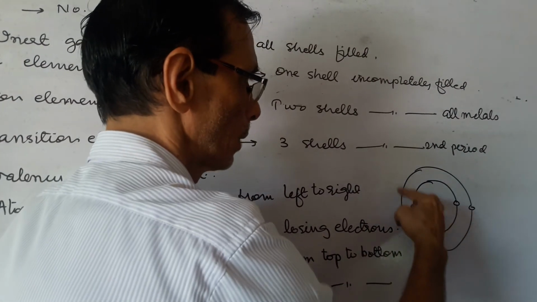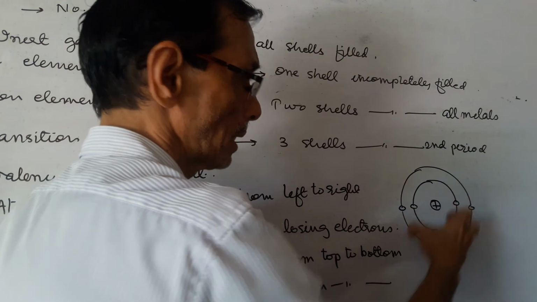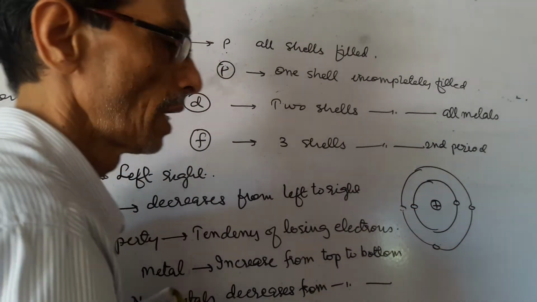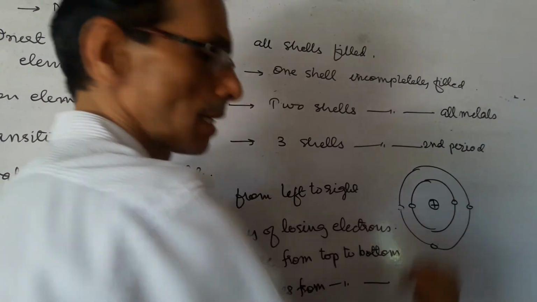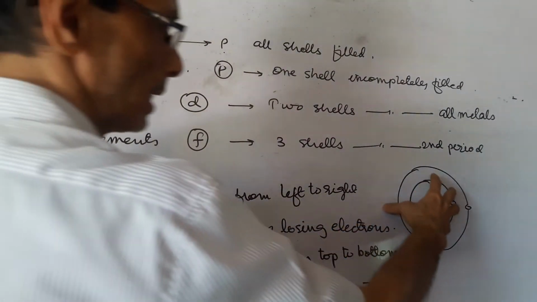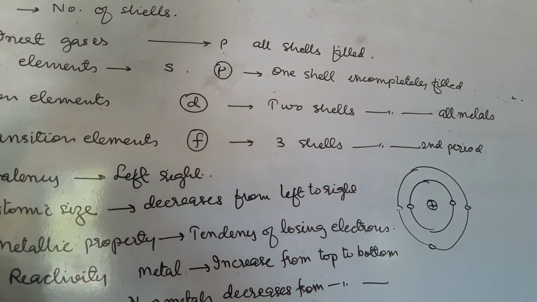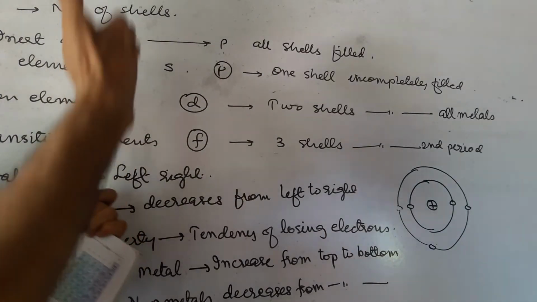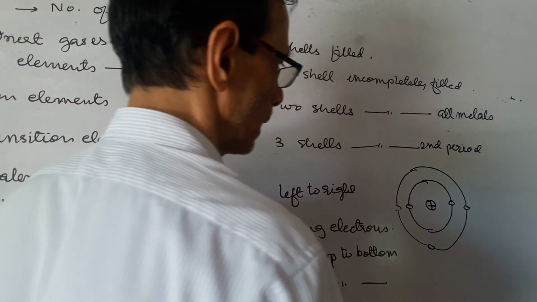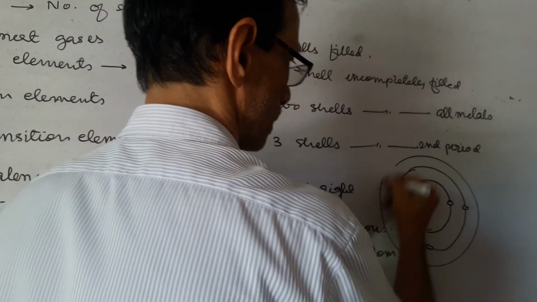As the number of protons and electrons increase, the attraction increases, and as the attraction increases, the radius decreases, and as the radius decreases, the size decreases. Therefore from left to right, the size of an atom decreases. But as you go from top to bottom in a particular group, you will find the number of shells increases.